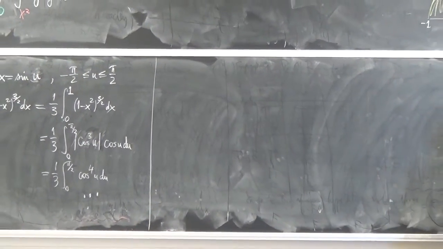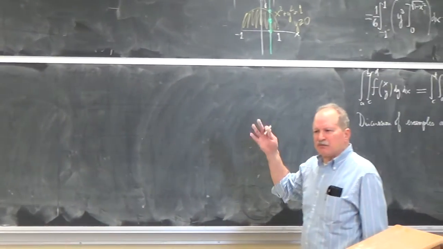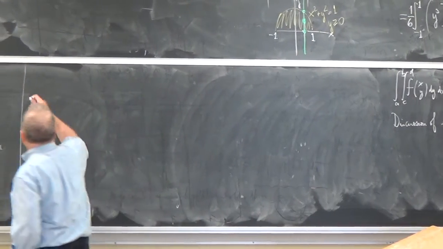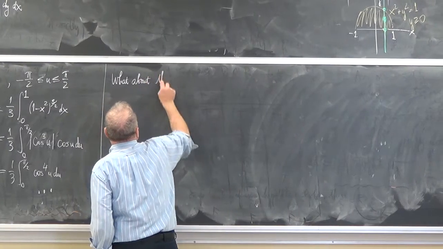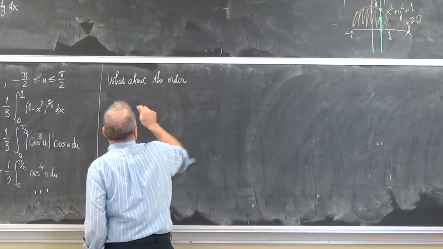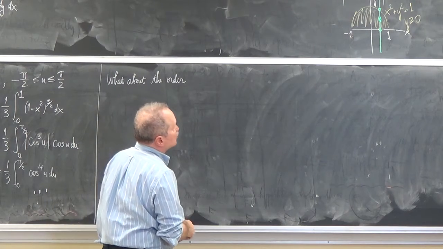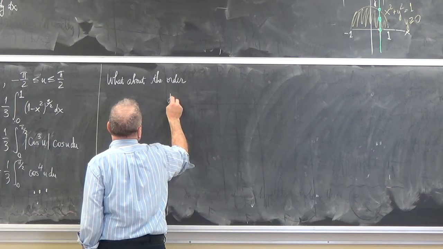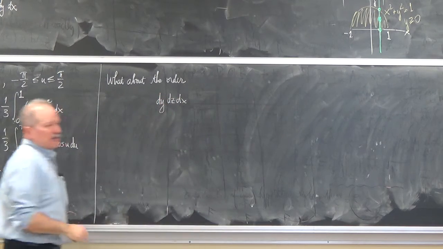Would it be any easier if I projected it a different way? Instead of doing it in that order, would it perhaps come out easier if I did it in a different order? So what if I decided, suppose I didn't want to put z on the inside. Suppose I wanted to project it onto the xz plane, and I put it in this order. Would that make any difference?